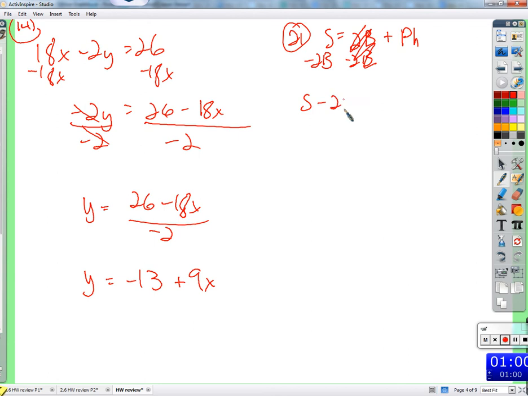s minus 2b equals pH. Divide by p. p is a factor of the numerator and of the denominator. It cancels out, divides itself. p divided by p is 1. Look at that. See, (s minus 2b) over p is h. h is by itself. The left side is very gross looking, but h is by itself.